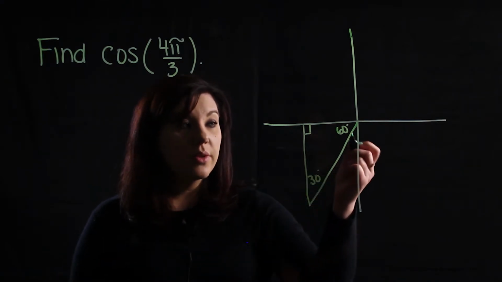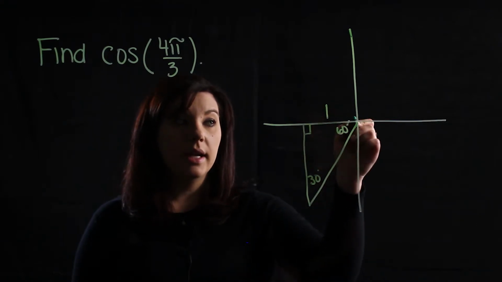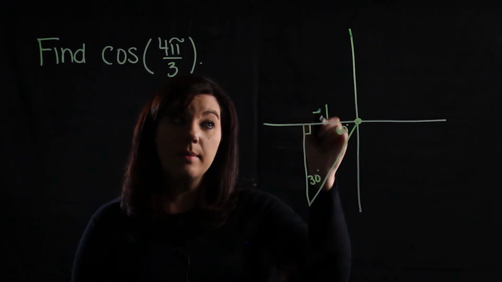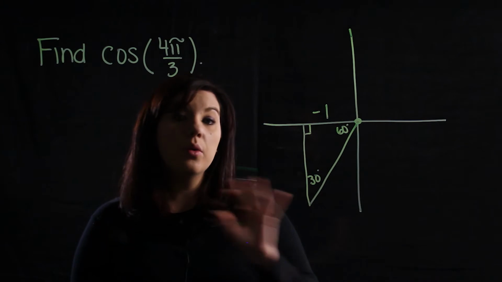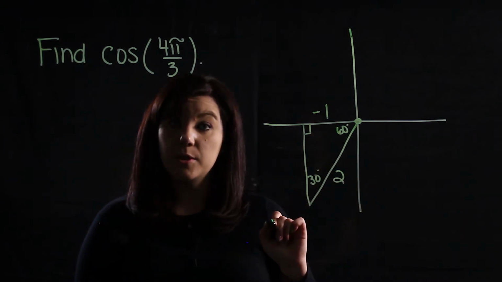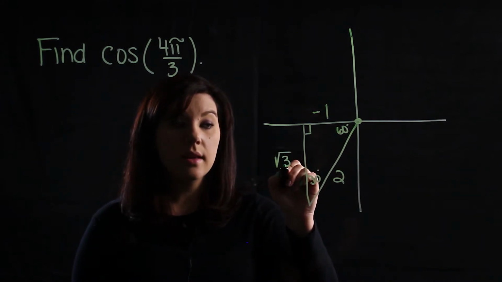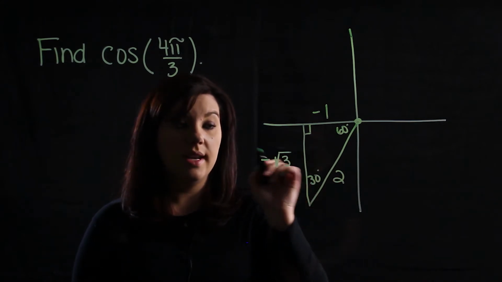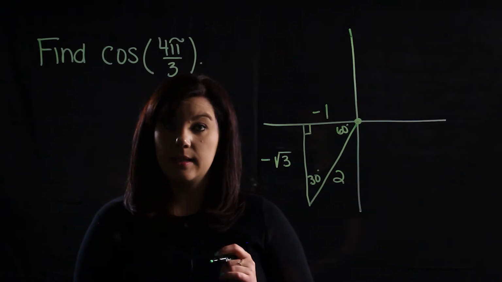So if we think about it, the side across from 30 is our 1, but remember, here's (0, 0). So now we're to the left of (0, 0), and that makes that a -1. The hypotenuse will always be positive, no matter what, so we can label that with a +2. And the side across from 60 is our square root of 3, which again is in our negative area here, so we have a negative square root of 3 because it's below the x-axis.